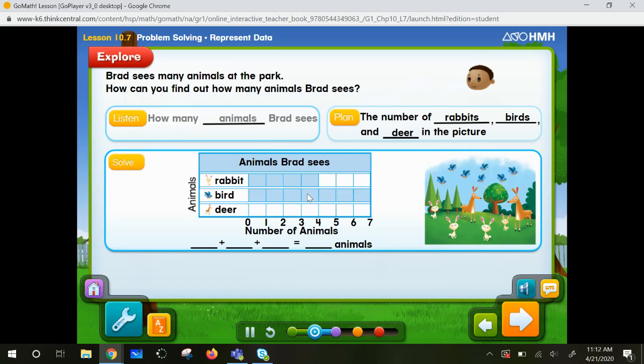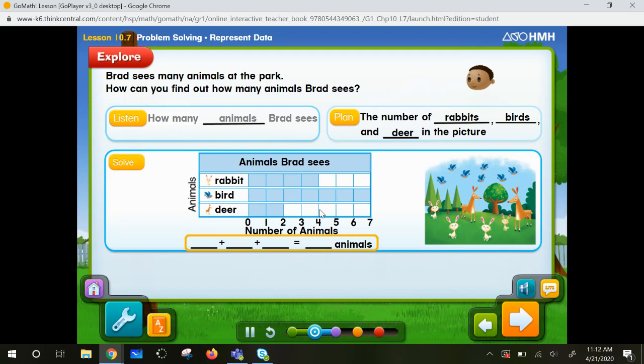That just leaves the deer. Let's count the deer in the picture and fill in the bar for deer. 1, 2. There are 2 deer. 2 sections are colored on the graph because there are 2 deer.